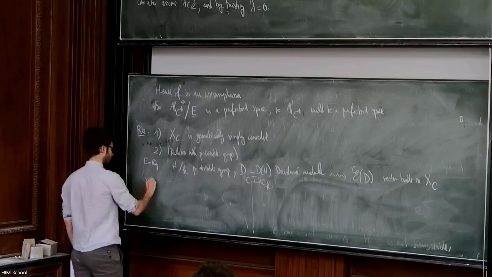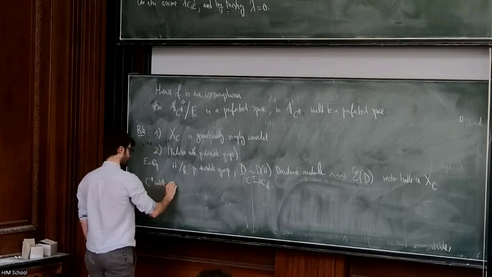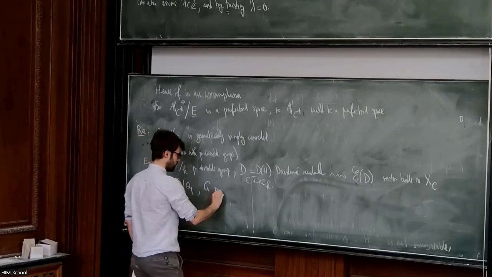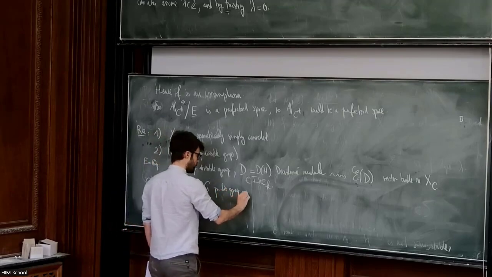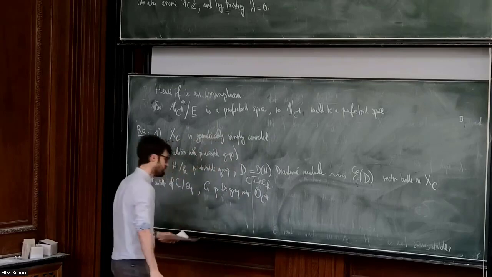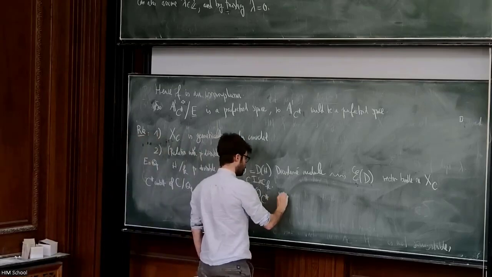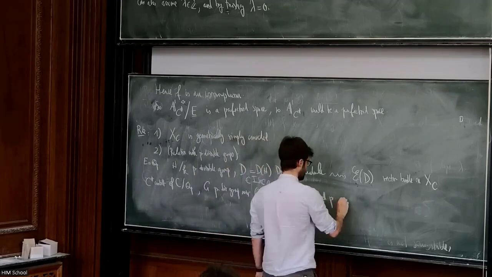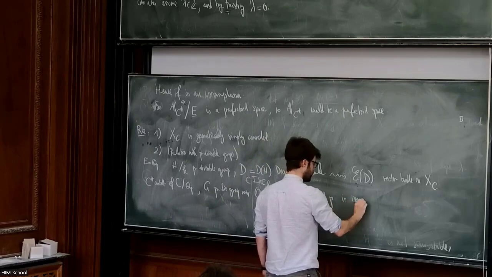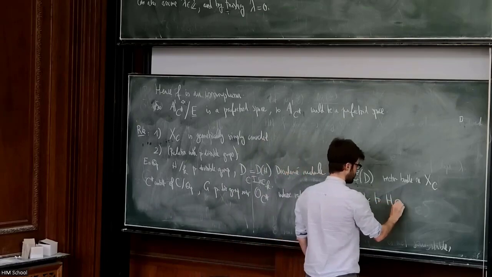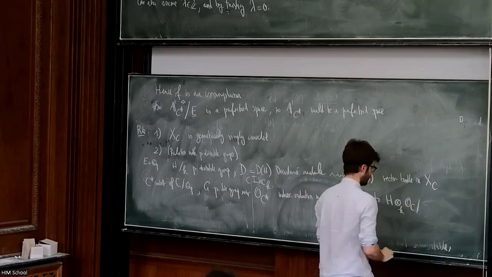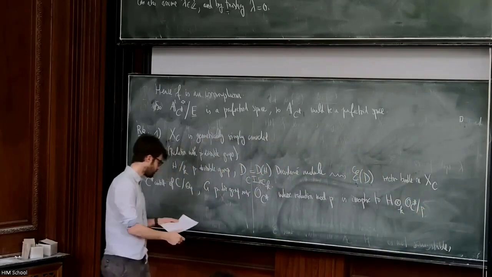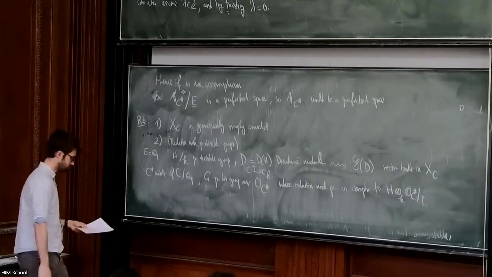And imagine that we have some untilt C sharp of C, living in characteristic 0, and G, which is a p-divisible group over the ring of integers of C sharp, whose reduction mod p is isomorphic to the base change of H to O_C sharp mod p. Then we can perform the following construction.